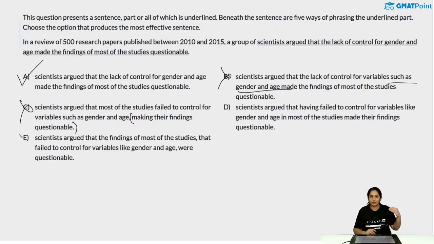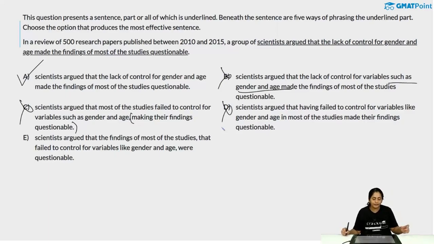The results are questionable today. So the use of the past perfect form is incorrect. So the tense of this particular sentence is incorrect, and it is not correct as per the meaning given in the original sentence. The tense change is not consistent with the meaning implied by the given sentence. So D is also incorrect.